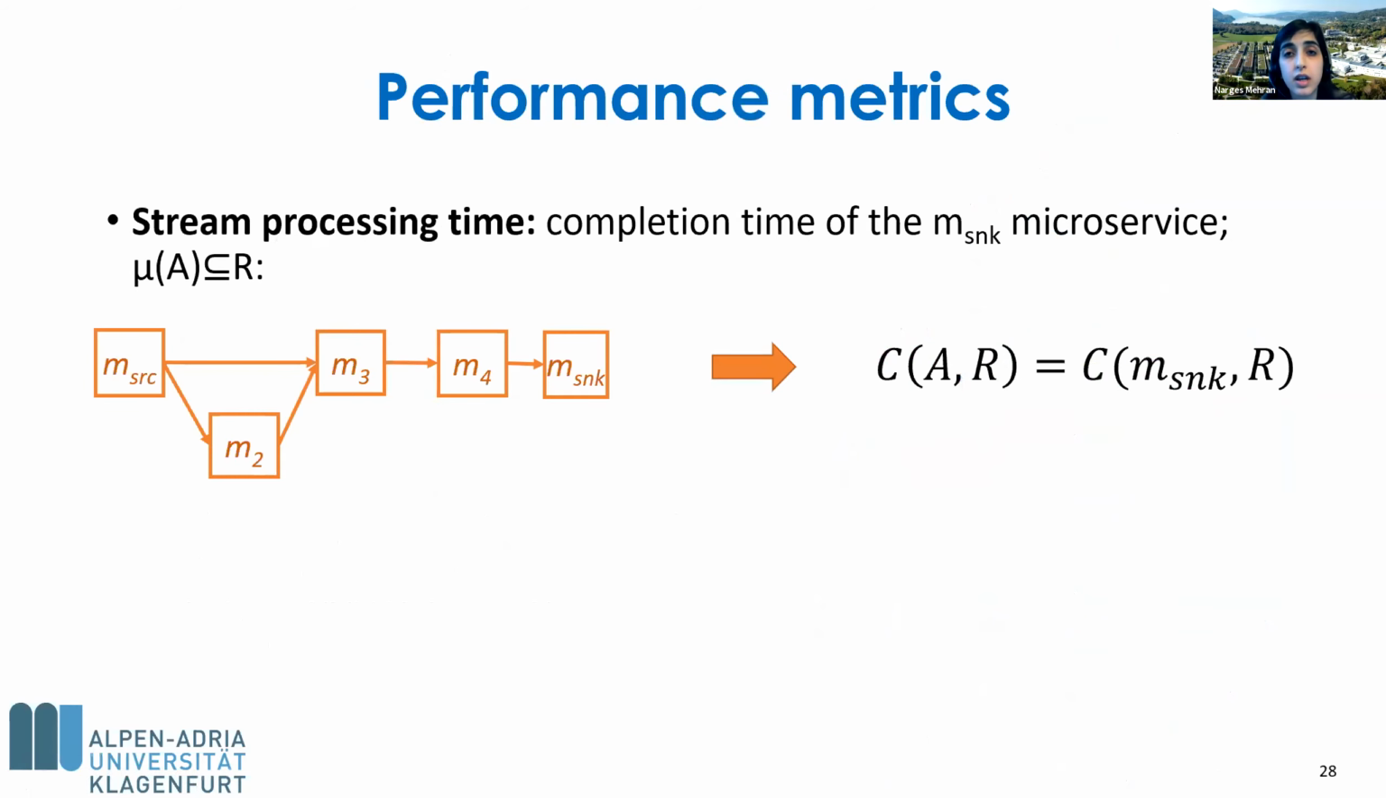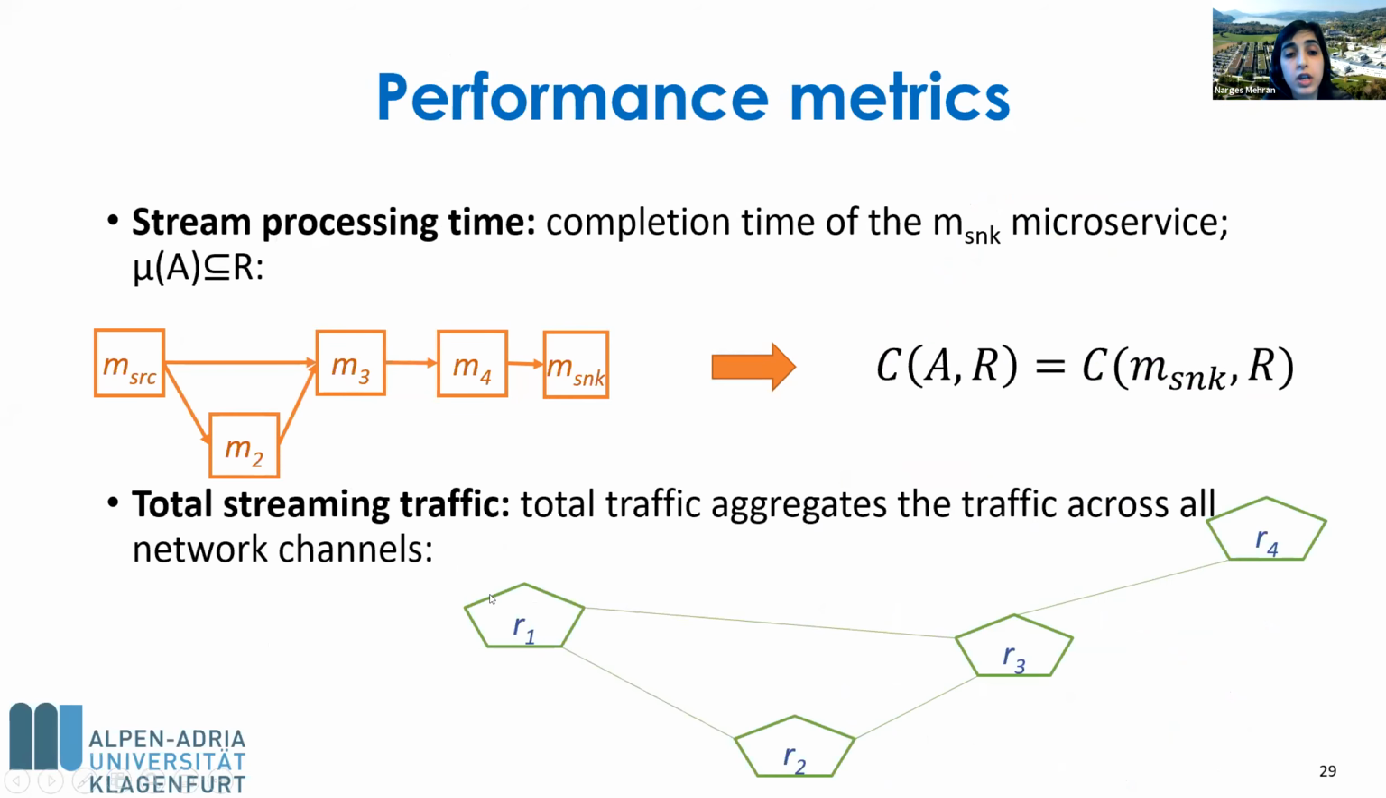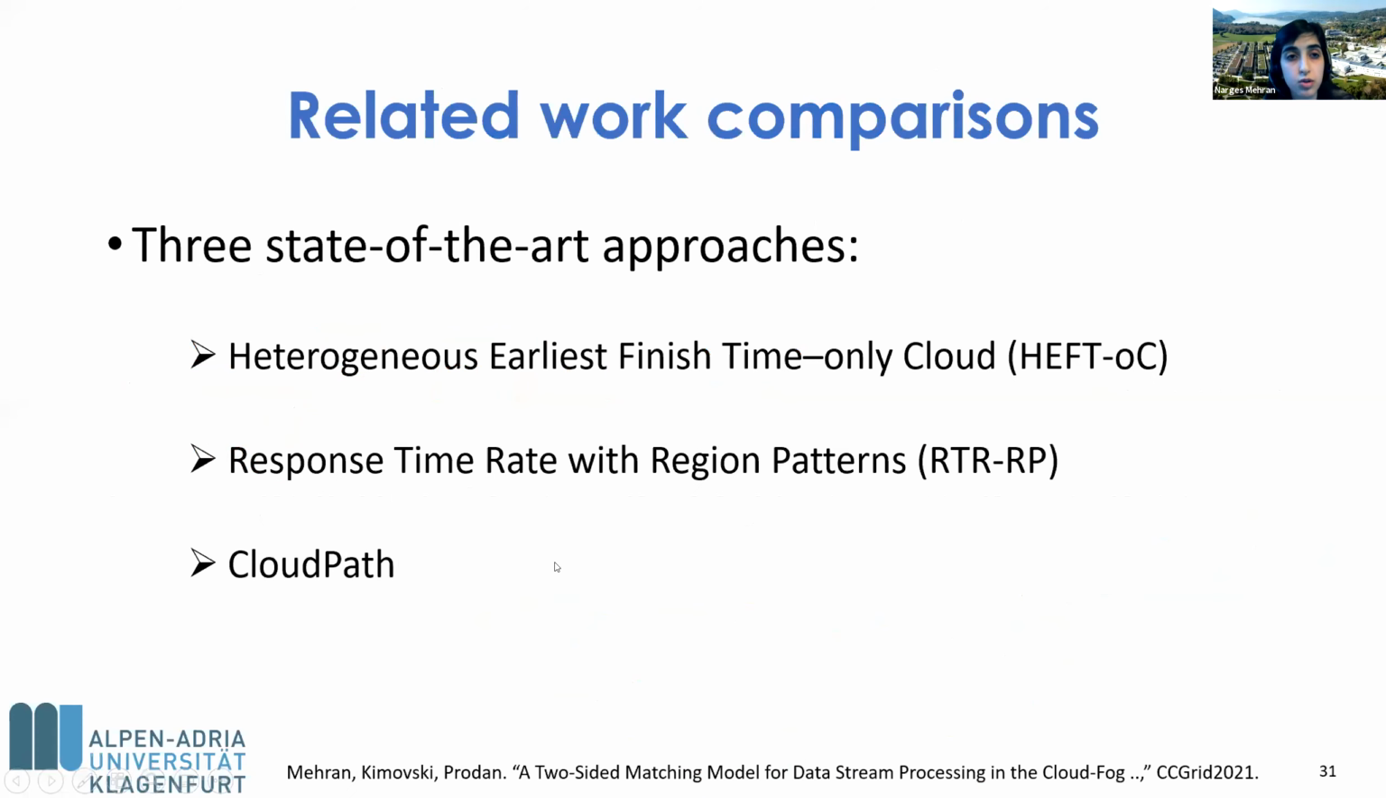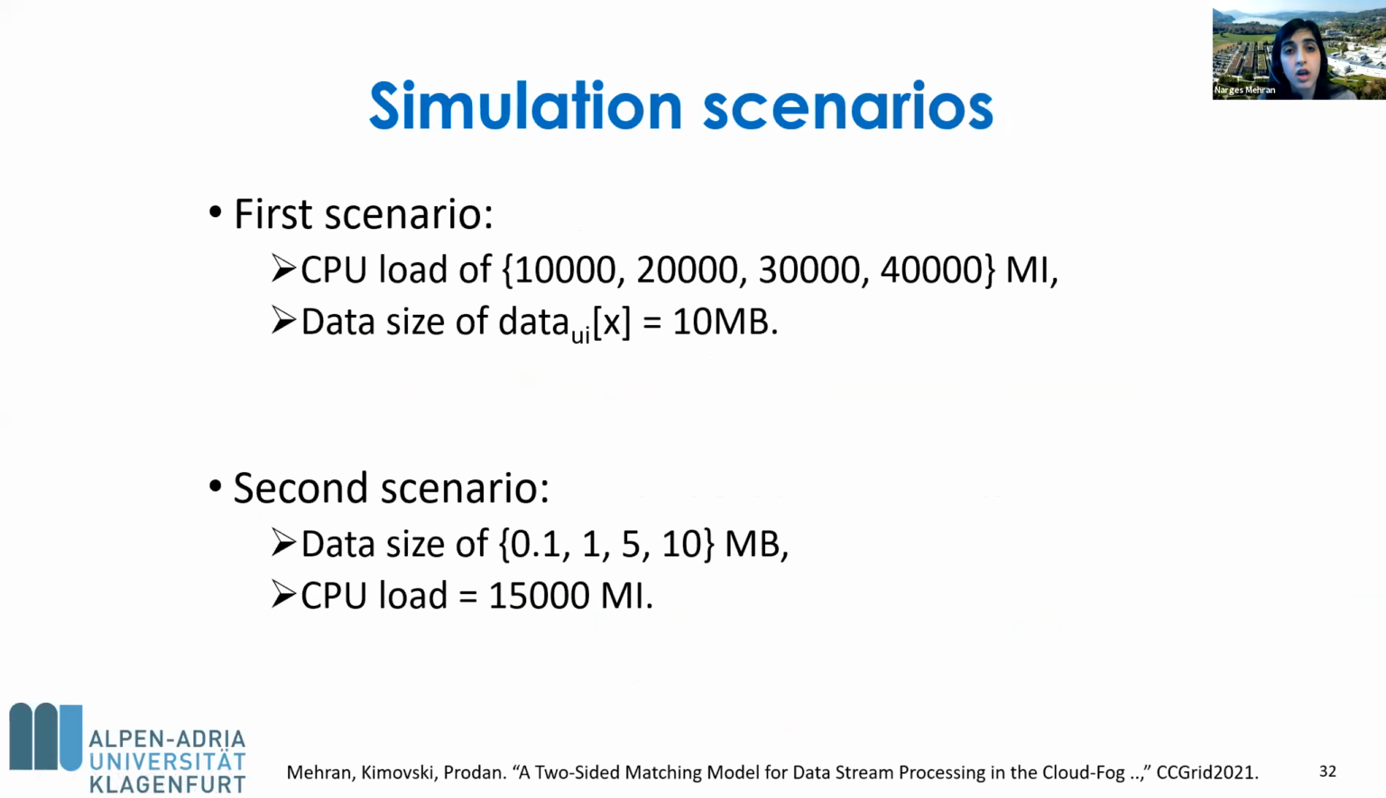For evaluating the methods, we designed two different metrics. One of them is the stream processing time, for which we consider the completion time of the last microservice, and also we consider the total streaming traffic, based on the aggregation of the data that will be passed through the network channels between the resources. We compared our work with three state-of-the-art approaches. One of them is the cloud approach, and the two others are a combination of resource allocation in the cloud and fog. For the simulation, we consider two different scenarios.